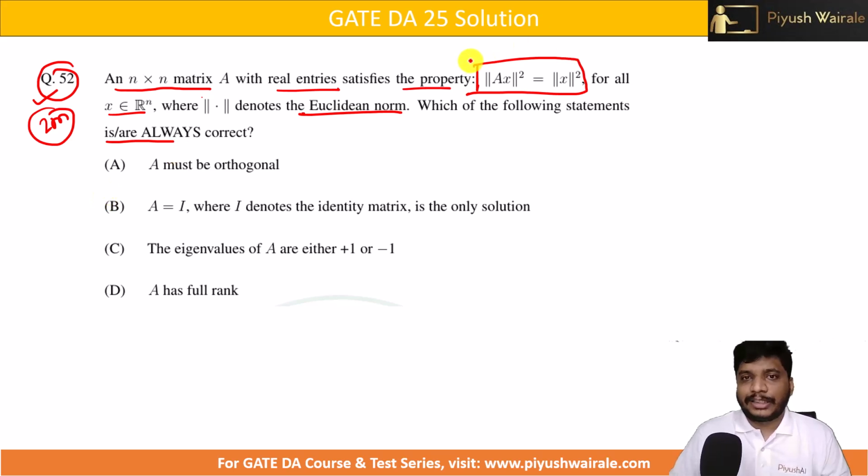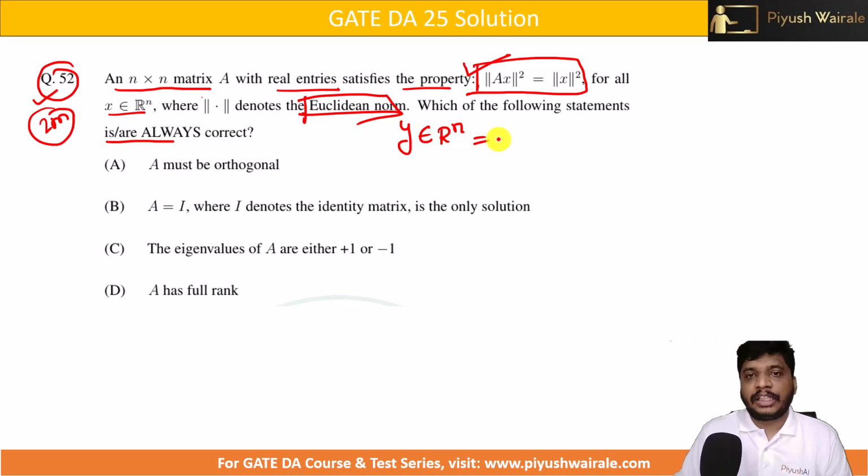So this particular condition is given to us, and this is basically a Euclidean norm. You should know what a Euclidean norm is first, because based on this only you can solve this particular problem. Let's say we have a vector y which belongs to R^n, an n dimensional column vector with values y1, y2 till yn.